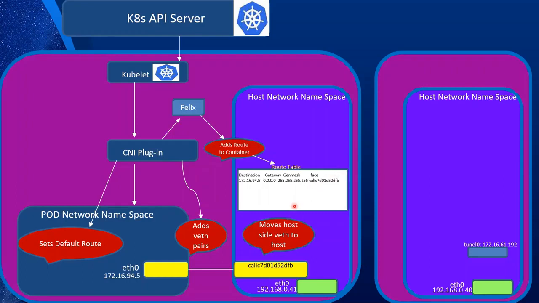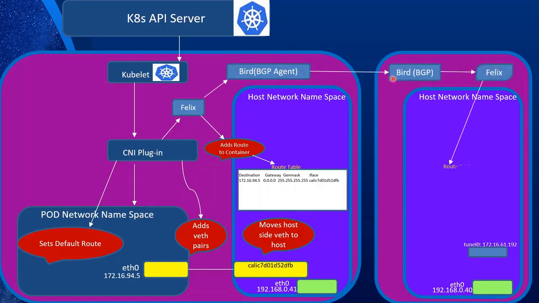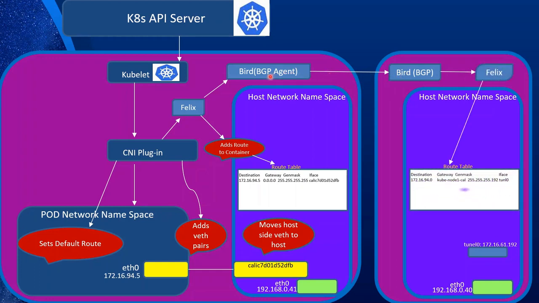And the next thing that it does, it calls a service called BIRD. This is basically a BGP agent, and that BGP agent passes that information. The route that we just created, it passed through the BGP agent from one node. It talks to the BGP agent, or BIRD, on the other node. It also then talks to its own Felix, passes the information about the new route. And then the Felix on the second node also programs its route table.